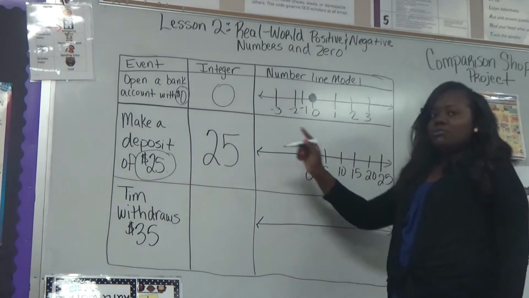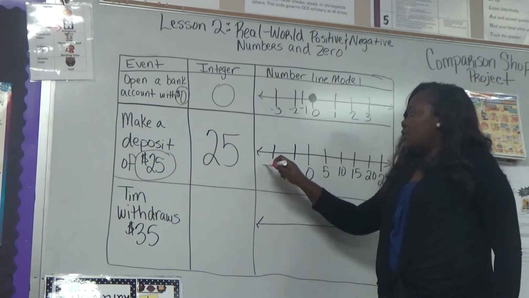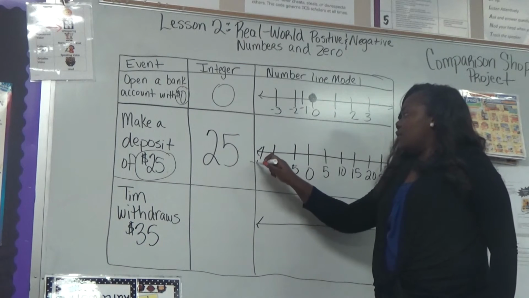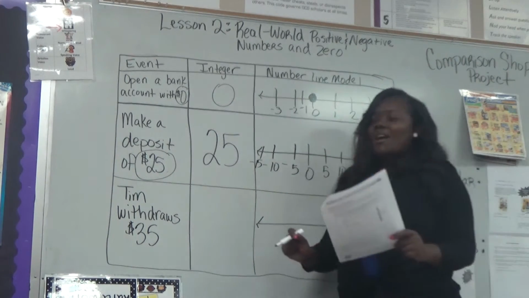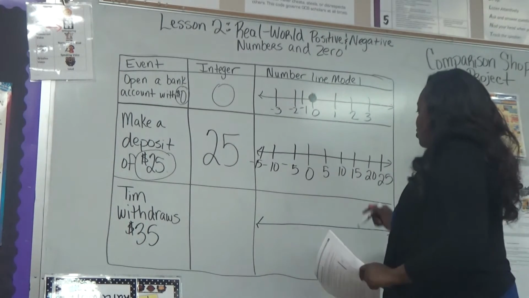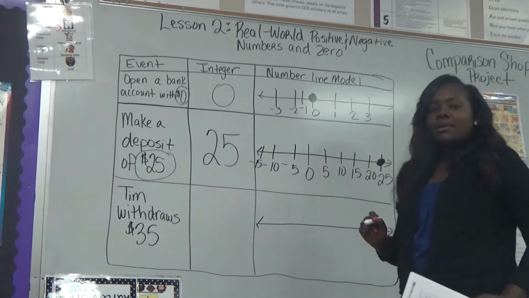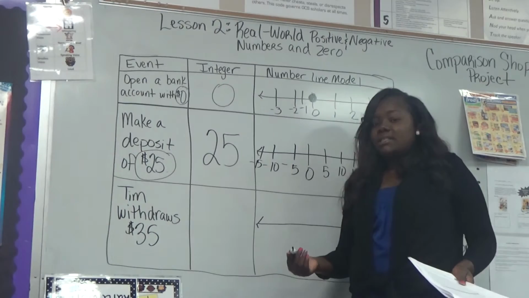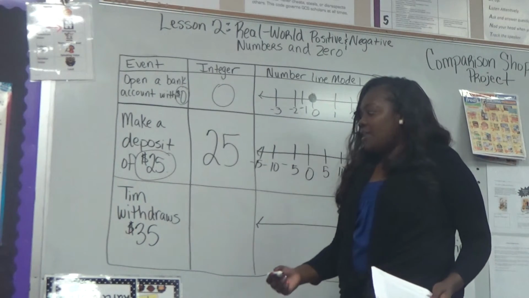25, okay? And you do the same thing this way. -5, -10, -15, 20, and then -25. Alright? And so then you're going to put your dot on your positive 25, okay? Our next situation says that Tim withdraws $35 out of his bank account.